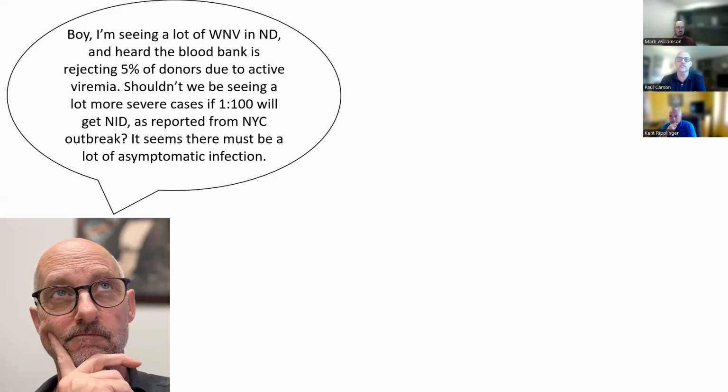And I just thought, boy, shouldn't we be seeing a lot more severe cases? Because the literature had reported from a relatively small, not very great study in New York that about 1 out of 100 people are going to get meningitis or encephalitis. I thought we should be flooded with these severe cases, and we had some, but we weren't seeing what should have been thousands of cases of meningitis and encephalitis.